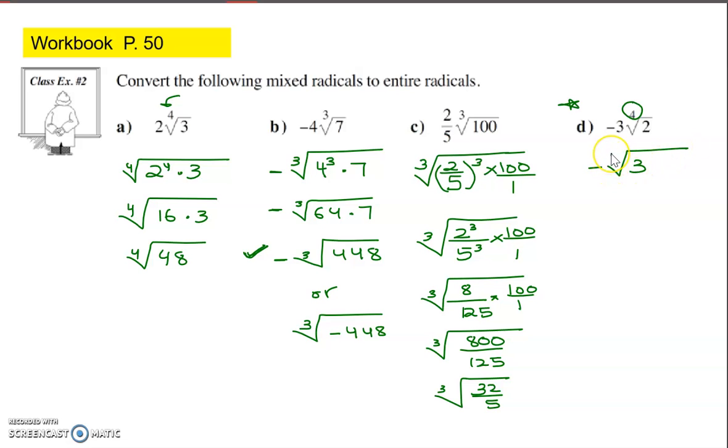So this time we're looking at the 4th root. So 3 will get to the 4th power times 2. This will become 81 times 2. And then this is negative 4th root of 162.